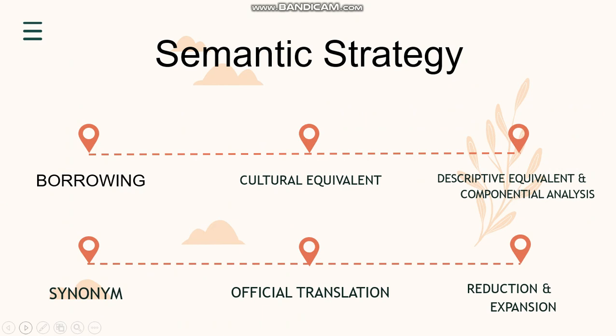The first semantic strategy is borrowing. So I want to give you a little bit of definition of borrowing. Borrowing is a translation strategy whereby the translator uses a word or expression from the source language in the target language. This strategy will be explained more in the next materials about the techniques of translation, because the strategy of borrowing is also included in the techniques of translation.